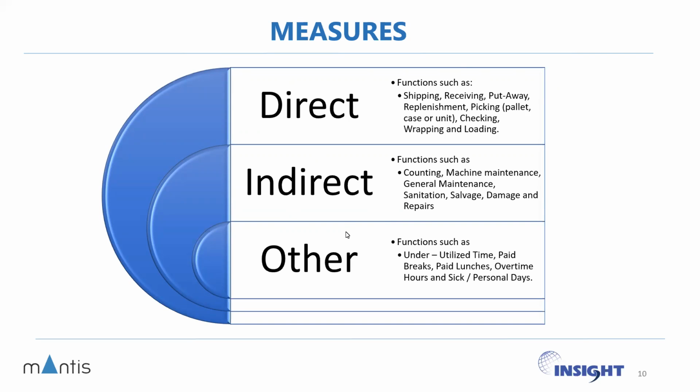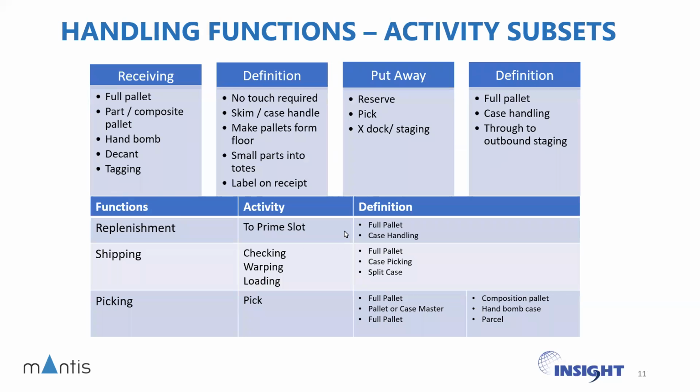Inside of our measures, inside of our direct touches, we have subcategories and subsets of everything we're doing. Well, if it's in receiving, if it's a full pallet, a composite pallet, we're hand bombing containers, to put away, to picks, to replants, and each one of these have subcategories. Inside of those subcategories, there could be multiple different touch points that we may or may not want to measure.